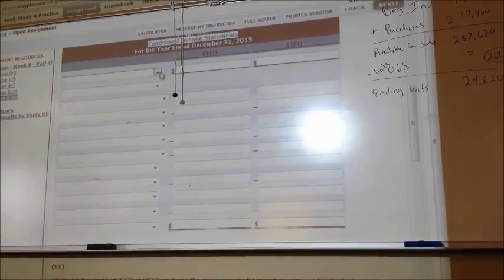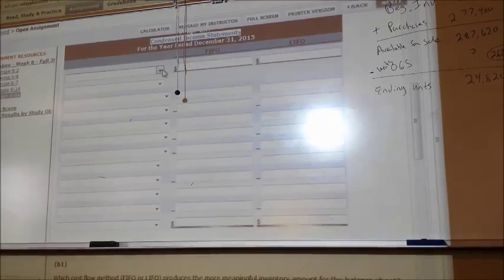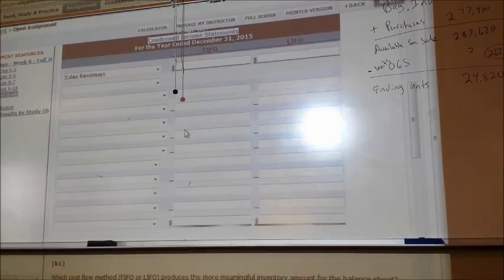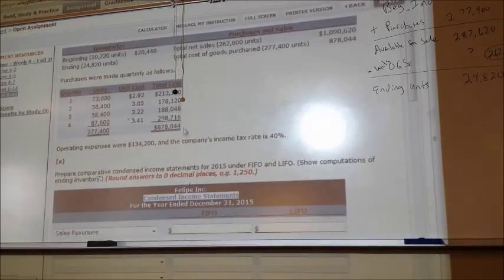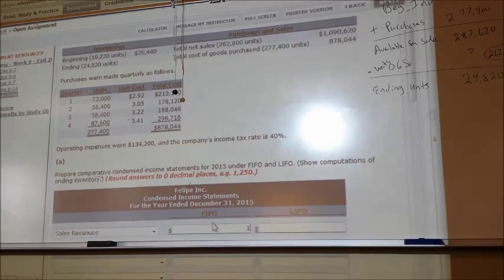How does the income statement always start out? What do we start with? Sales revenue. Okay, so I'm going to put in there sales revenue. And it tells me in your problem what my sales were: 1,090,620.